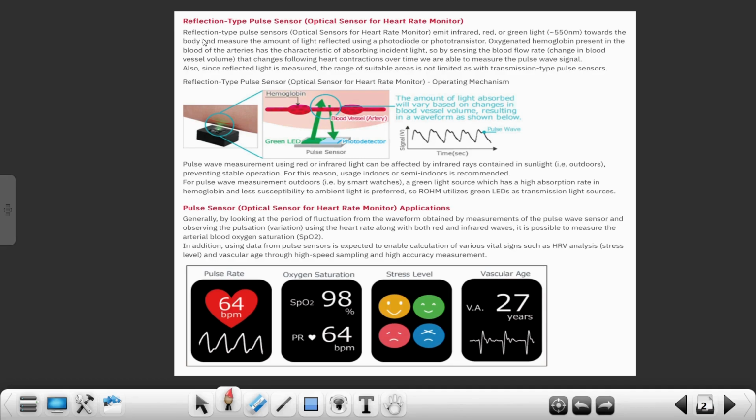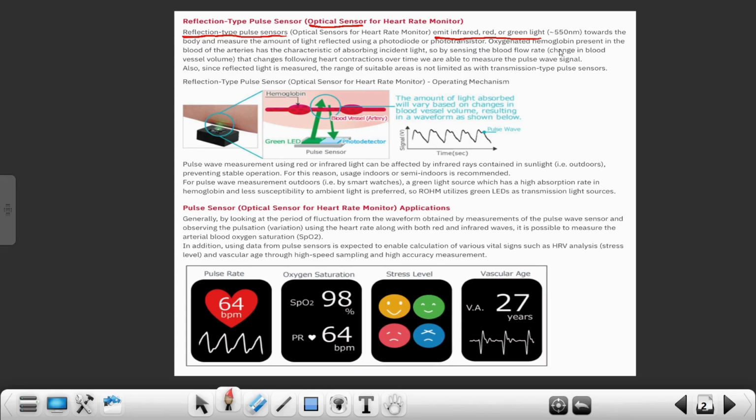So basically we are going to use a reflection type pulse sensor. Don't worry about that, I'll explain this part. We are going to use reflection type pulse sensors which emit infrared, red or green color light. So that means we are going to use an optical sensor, which will emit this kind of light, that is infrared, red color light, or it can emit green color light as well. You can check its wavelength, it is 550 nanometer, towards the body, and measure the amount of light reflected using a photodiode or a phototransistor.